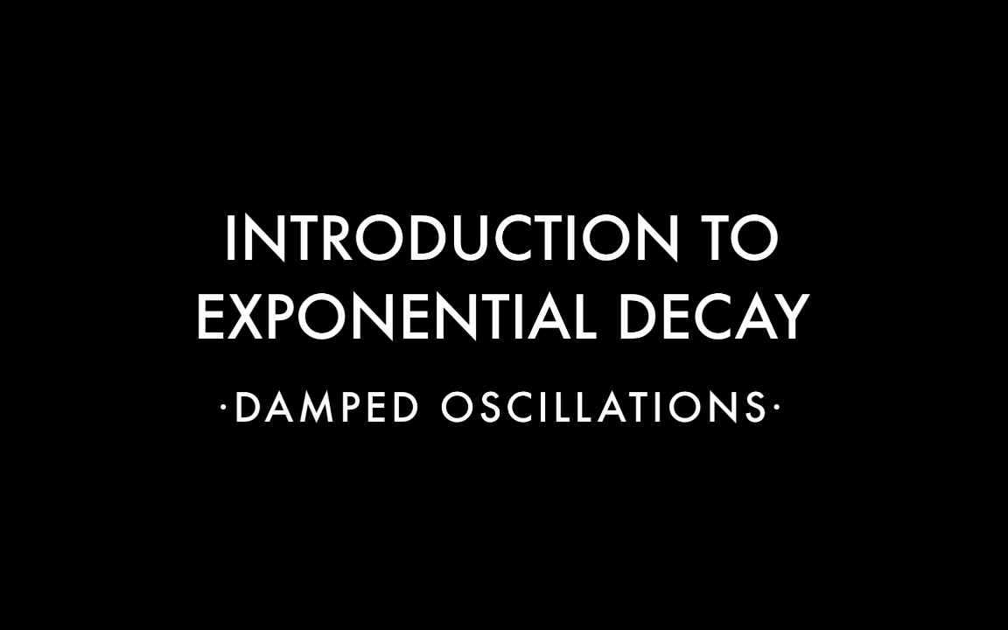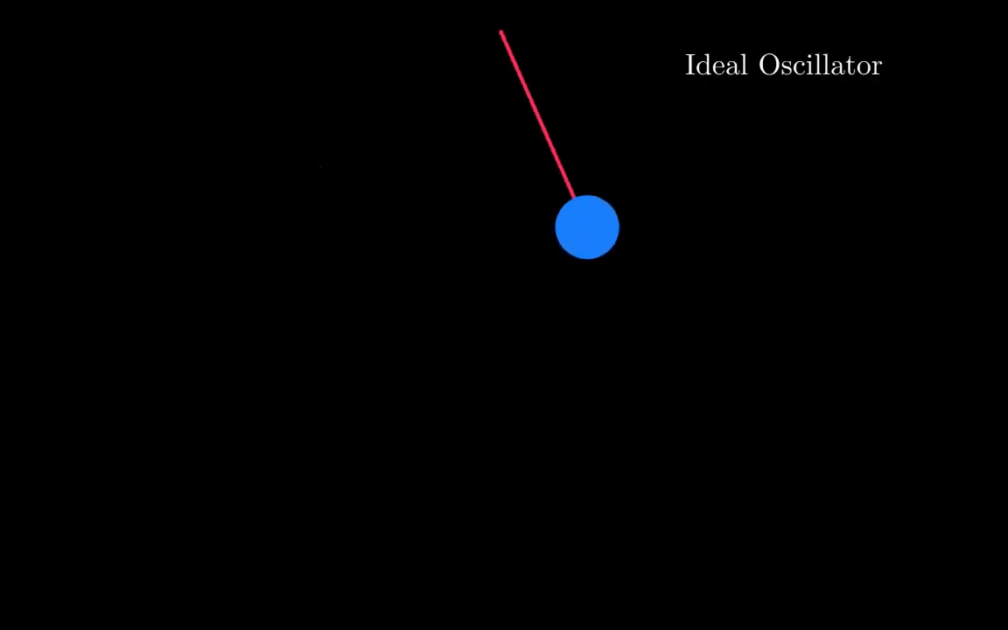Hi guys, Dr. Colbreth here with an introduction to exponential decay, specifically exponential decay in the context of damped oscillations. I want to start off looking at an ideal oscillator, and what do we mean for an oscillator to be ideal? Well, the main approximation that we make here is that the amplitude of this oscillator is constant, and it oscillates from minus A to plus A forever.